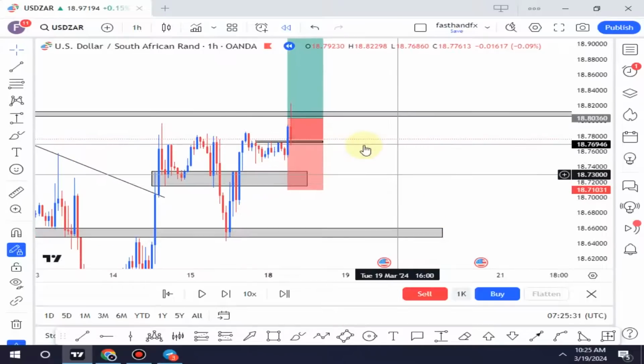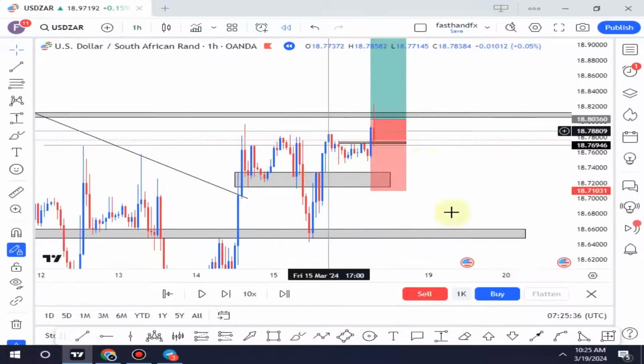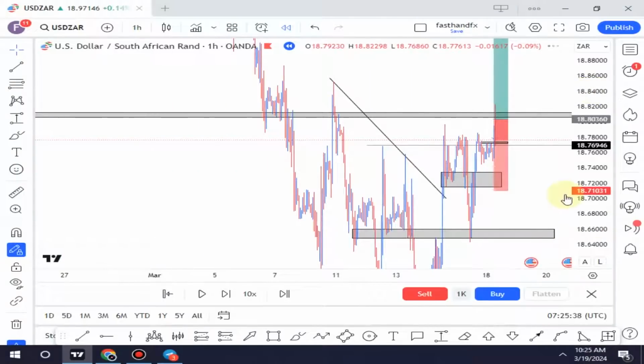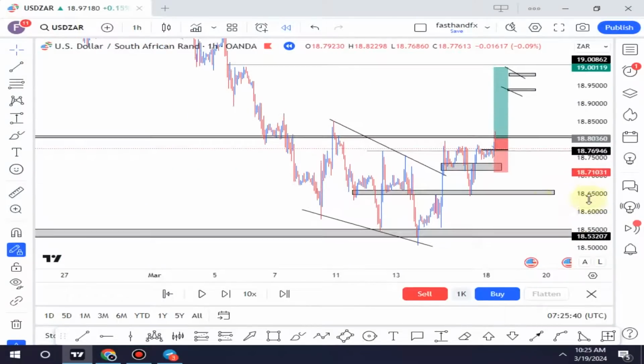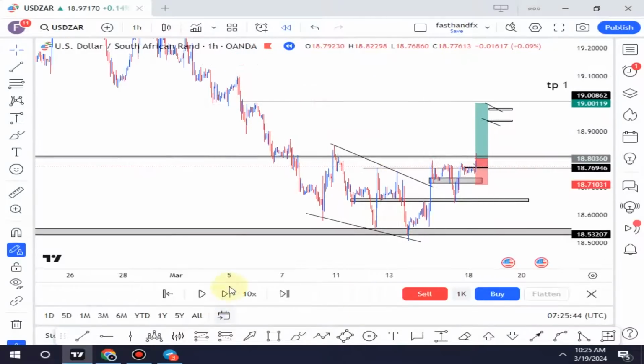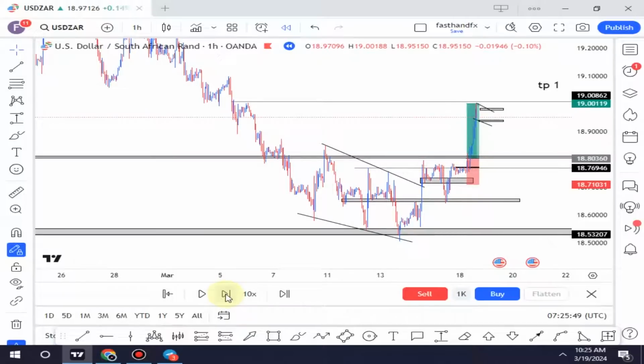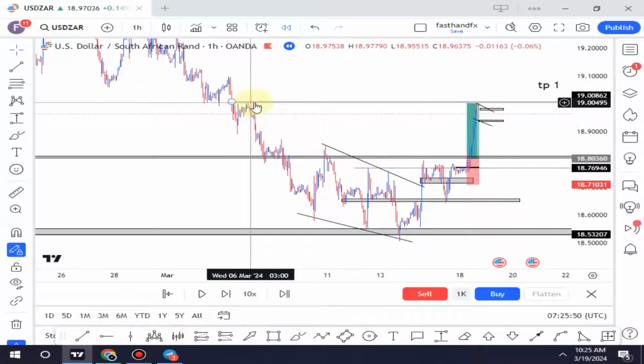The moment I took my buy position right here, we saw that the market pulled back, and I don't have a problem with that because I understand after an impulse we expect a correction, so I should be going all the way up. And the market did this. And of course, this was the TP1, as you can see.